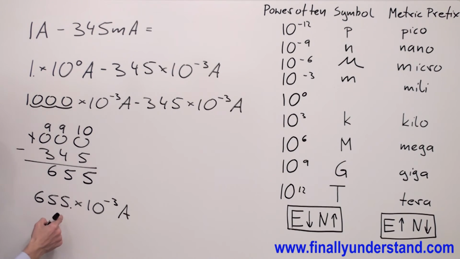The number on the left side of the decimal point is between 1 and 999. My exponent is a multiple of 3. That's why I'm going to write my final answer as 655 milliamps. And this is the final answer to my problem.